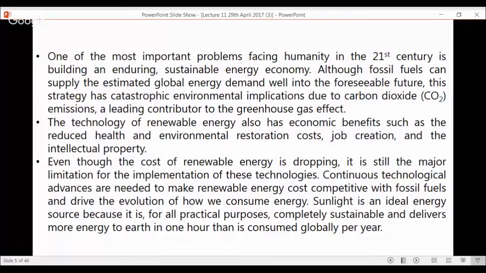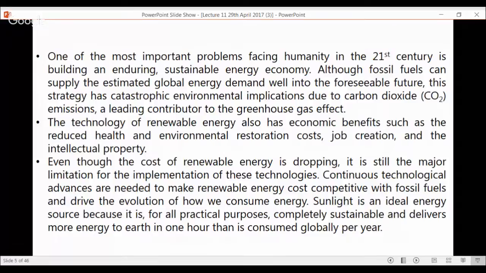Continuous technical advances are needed to make renewable energy cost competitive with the fossil fuels and drive the evolution of how we consume energy. Sunlight is an ideal energy source. Even though sunlight is supposed to be free for us, it is not free. I already told you, sunlight is meant for some purposes. From that, we are using it for our benefit, for our fuel. So therefore, it is a cost. It is a hidden cost.